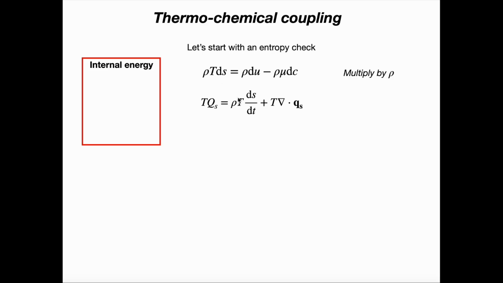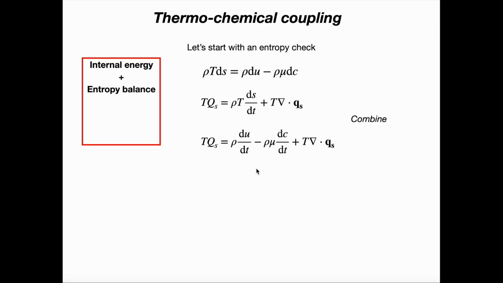Rho TdS is already in our equation for T Qs, so we will be able to substitute this by that. Let's do it. So we inject now rho du/dt minus rho mu dC/dt into the equation for the production of entropy. So what are we going to do now? Now we have to identify the different terms.